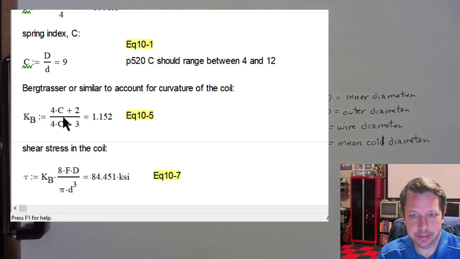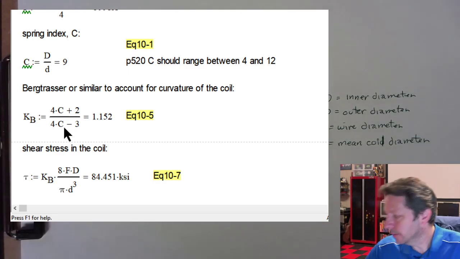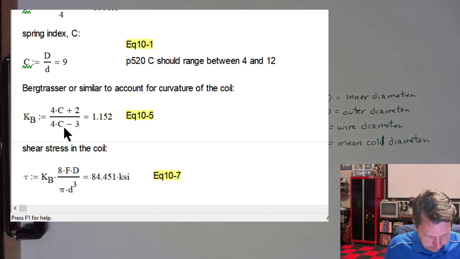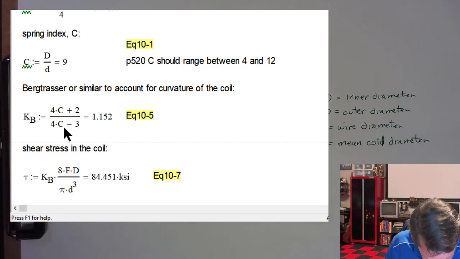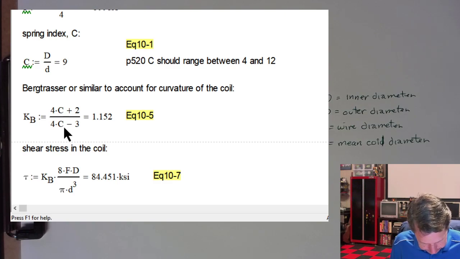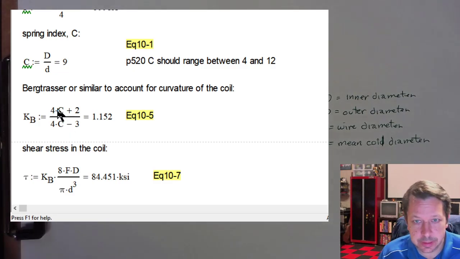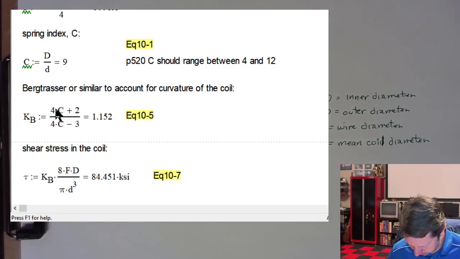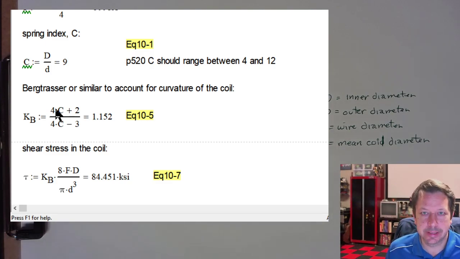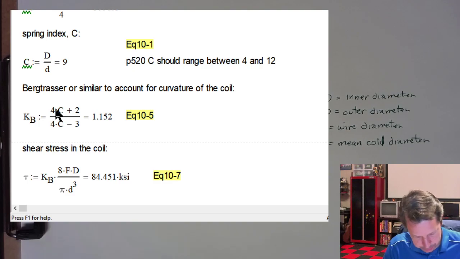Bergstrasser is much simpler to calculate. They're both listed in your book, I believe. Let's look. This is equation 10.5 for Bergstrasser. I think Wahl, W-A-H-L, is going to be right next to that. But let me make sure. Let's see. Yeah, Wahl is simple. Also, it has one more term in it. But they say that the Wahl factor and the Bergstrasser factor only vary by 1% difference. So why not use the simpler one? So that's what we're doing.